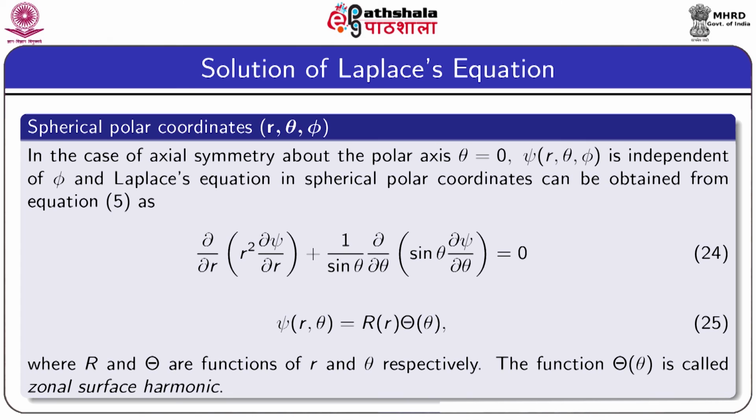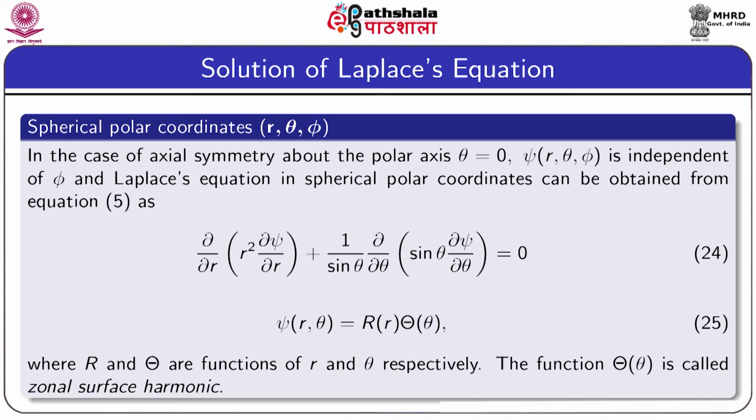Now, I am going to discuss the Laplace equation in spherical polar coordinates, where the independent variables are r, theta and phi. In some cases, there is some axial symmetry in the problem. So, for that case, there is a symmetry about the polar axis theta equals 0 and psi is independent of phi. So, the Laplace equation in spherical polar coordinates becomes, which is written in equation number 23.